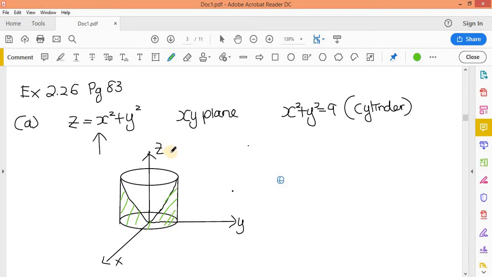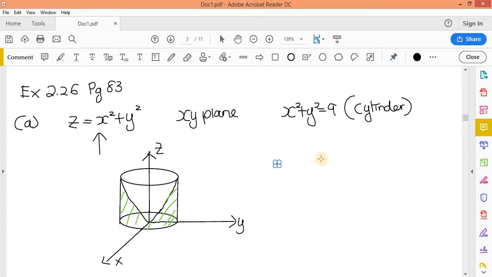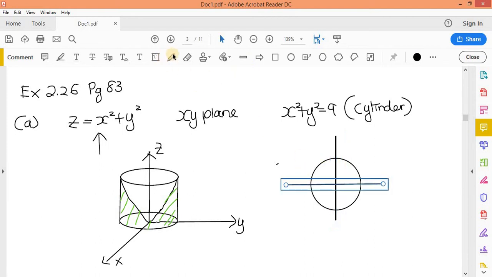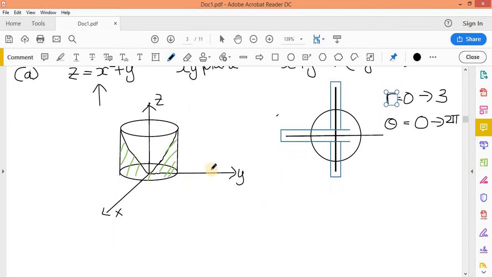Okay, so now we need to define the interval. If we have the XY projection, we will see a circle, right? So when you see a complete circle, the interval for the r will be from 0 up to the radius of the circle, which is 3, and the theta will be 0 up to 2 pi. Okay, next we have to define what is the interval for our z.